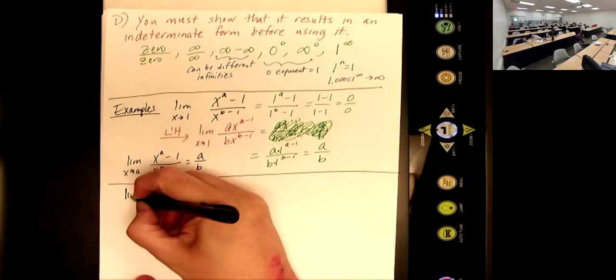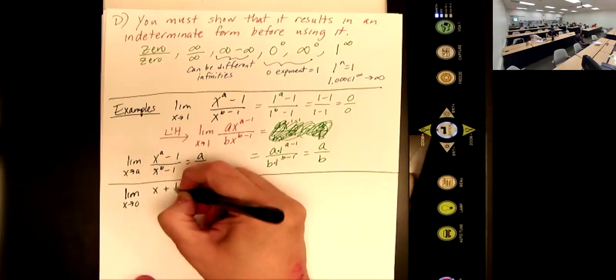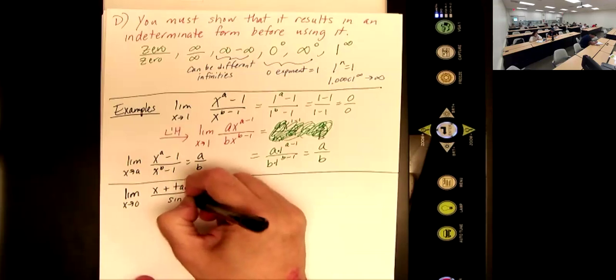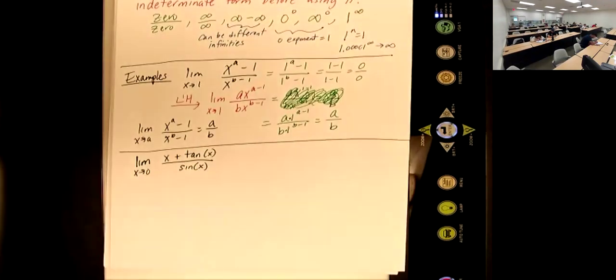Alright, we're gonna do the limit as x approaches 0 of x plus tangent x over sine x. Why don't you guys give this a try, see what you come up with.